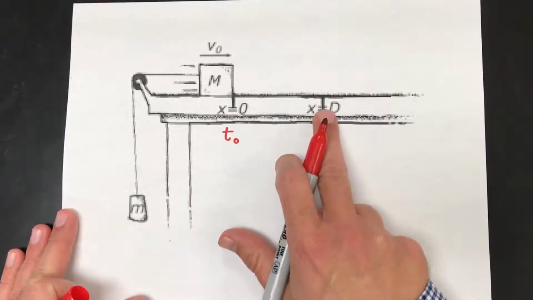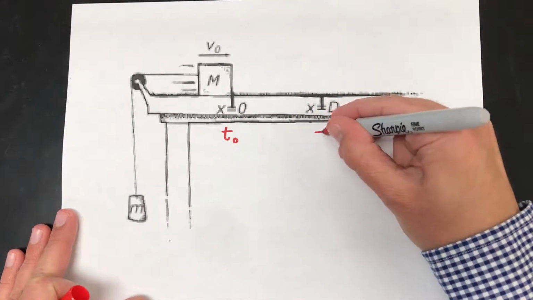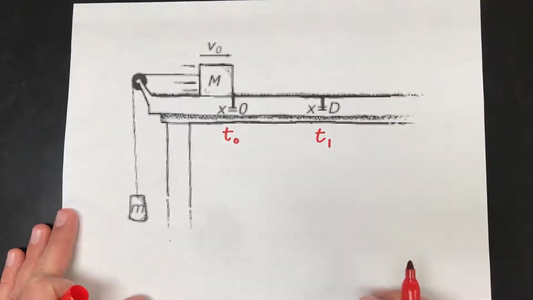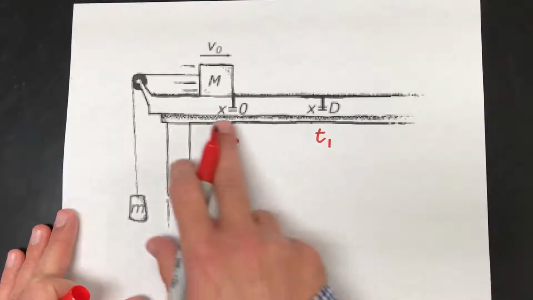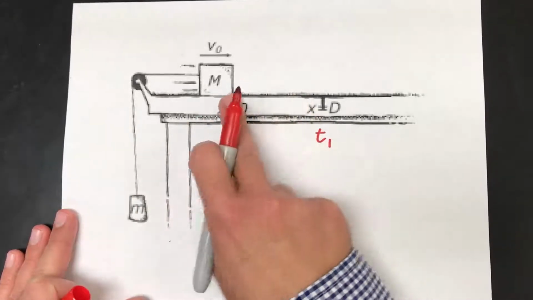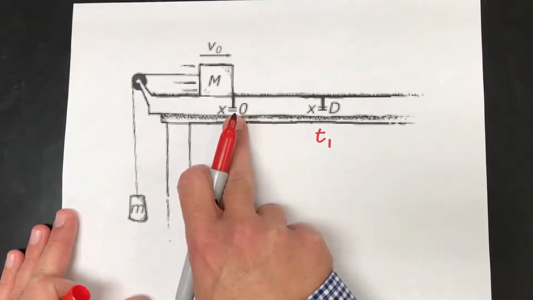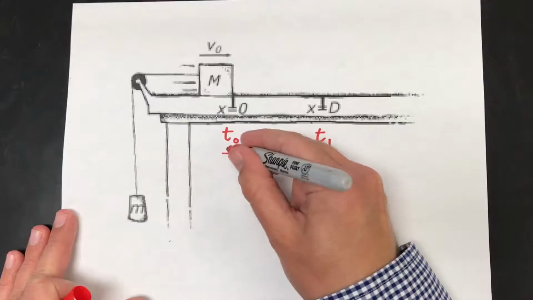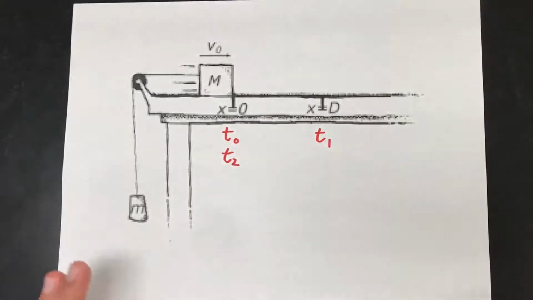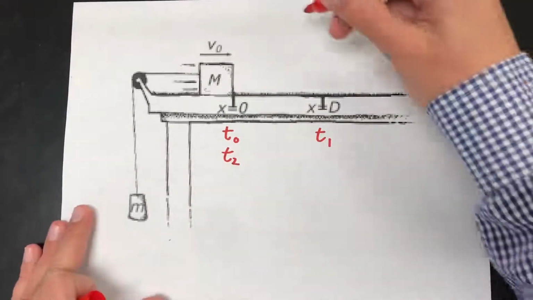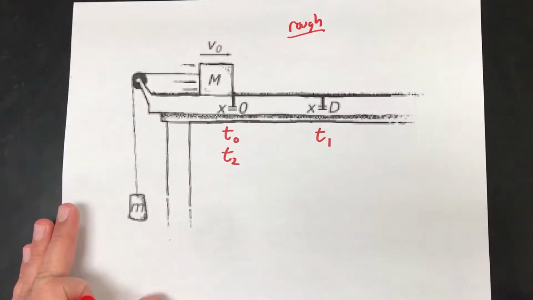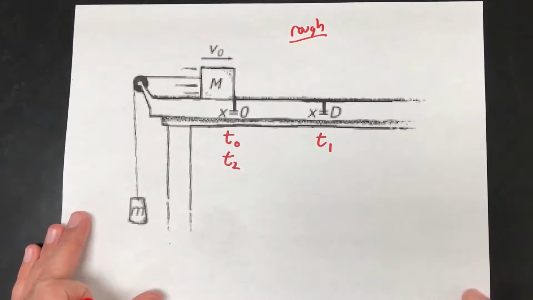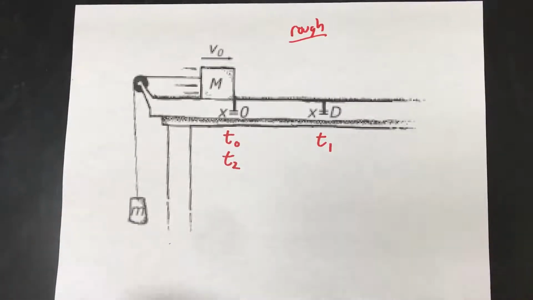The front of the block is going to move up just till it gets to x equals d, and it's going to stop there, and that's going to happen at t1. Then it's going to start to move back again, in the reverse direction, and the front of this block is going to get back to x equals 0 at the time they're calling t2. They do mention in the description that it is a rough surface, so that means that we are going to have friction on the block as it moves.